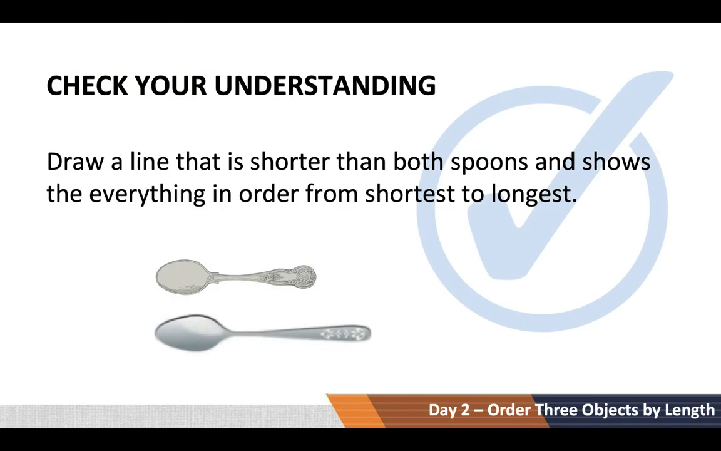Now it's your turn to check your understanding. You can draw out the spoons and then draw a line that is shorter than both spoons and shows everything in the order from shortest to longest. You can also take objects in your home and you can show me through a picture sent by Class Dojo or through a text. Just have your parents show me what you did and then tell me using the terms shortest and longest.